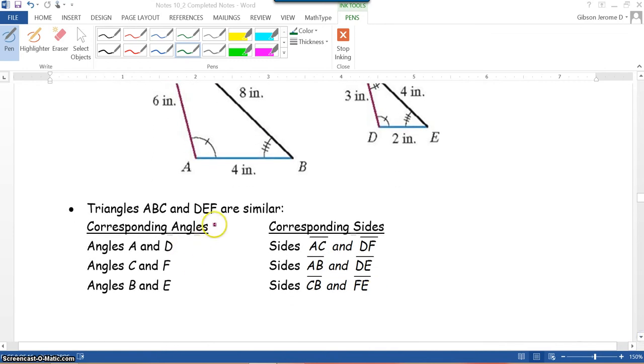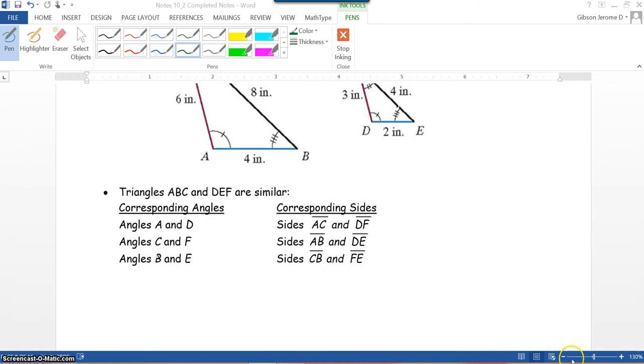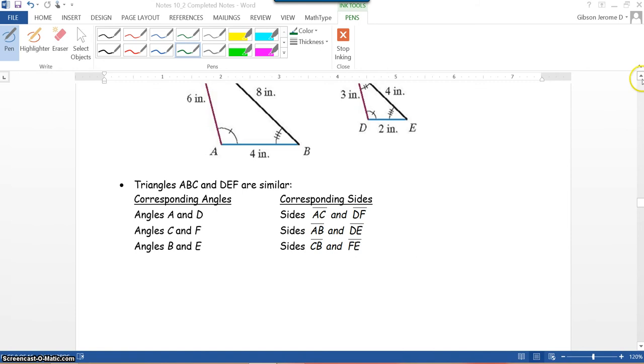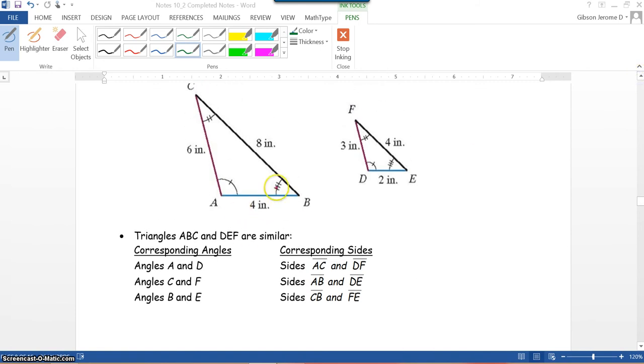Now, triangles ABC and DEF are similar. We have the corresponding angles. Let me make this a little smaller so we could fit everything in. Okay. Now we have here triangles ABC and DEF are similar. This is ABC and DEF. Angles A and D correspond with the sides AC and DF. Angles C and F correspond with sides AB and DE. And angles B and E correspond with sides CB and FE.